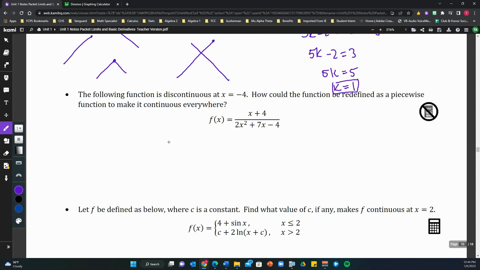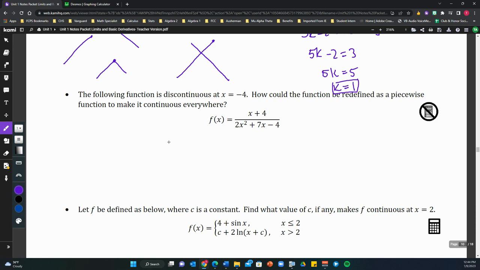All right, now let's try to fix a function using a new definition as a piecewise. So the following function is discontinuous at x equals -4. They're straight up telling us where the discontinuity is, or one of them anyways. We want to know how the function could be redefined as a piecewise function to make it continuous everywhere.